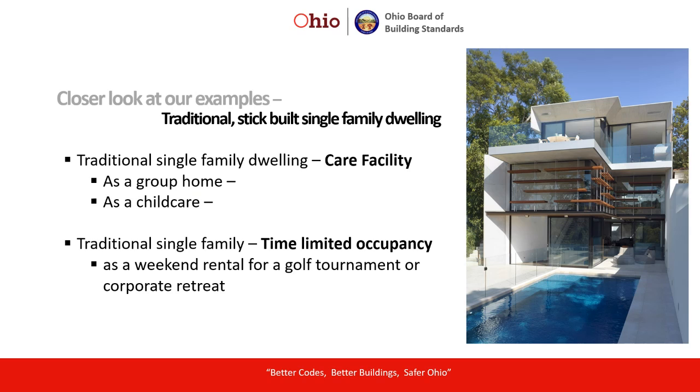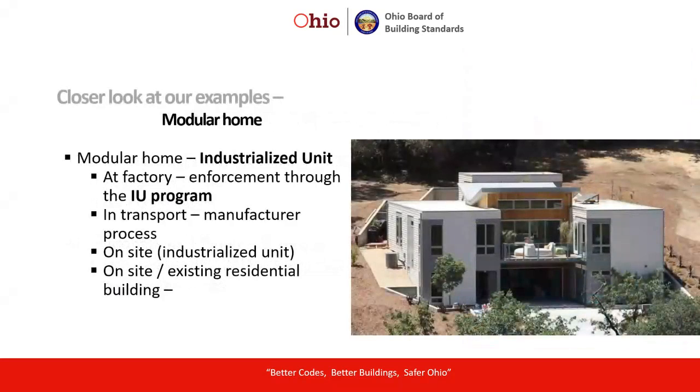A couple of things to think about as you're looking at single-family dwellings and how they can be regulated by either code, but primarily they're going to be regulated through the Residential Code of Ohio. So a modular home, typically these are going to be industrialized units. They have been constructed off-site, closed construction. They are moved, transported to the site and erected on-site.